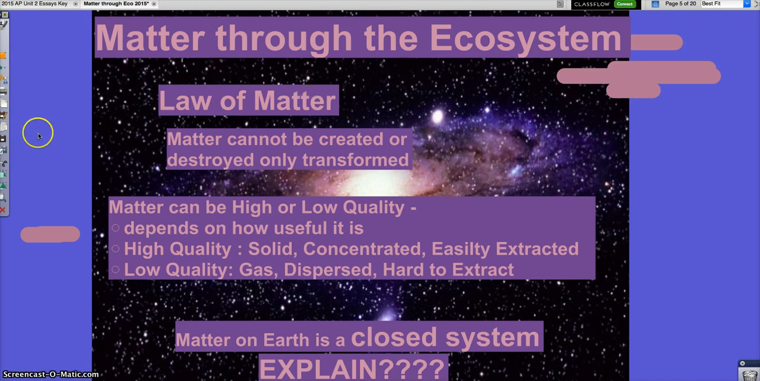Now, who can explain this question I put here? Matter is a closed system. And I'm going to pause because obviously it's going to take some thought. It's like delta S, so we have the same amount of matter on Earth at all times. So all matter on Earth starts on Earth, circulates through Earth, and stays on Earth. It's never lost from Earth, and it doesn't start from anywhere else.